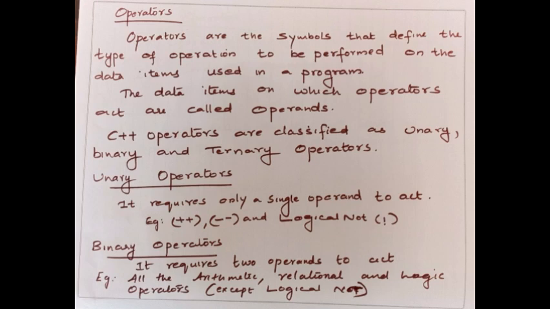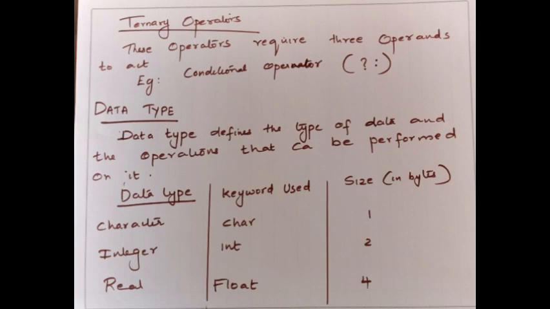So next we are moving to learn the third one, that is ternary operator. This ternary operator requires three operands to act. An example of a ternary operator in C++ is the conditional operator. Why? Because it requires three operands. That is why it is known as a ternary operator.